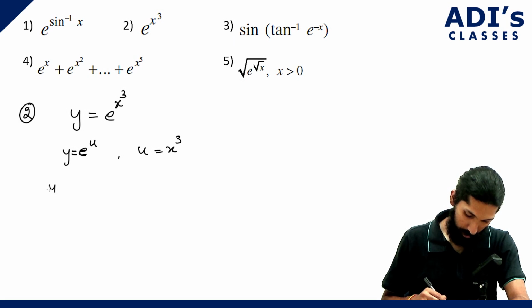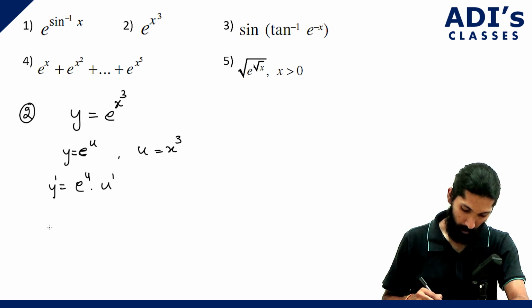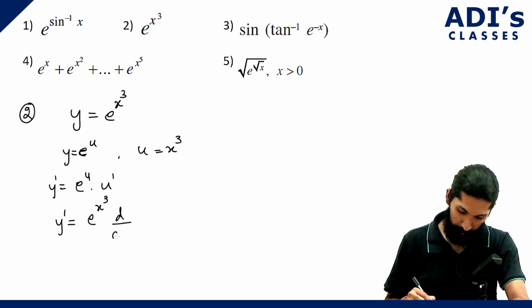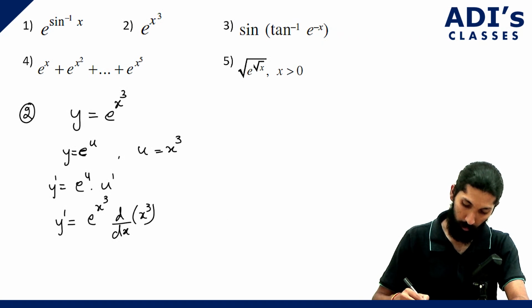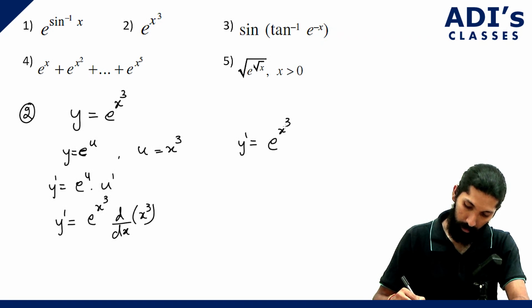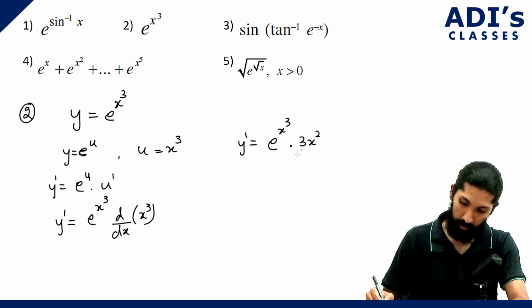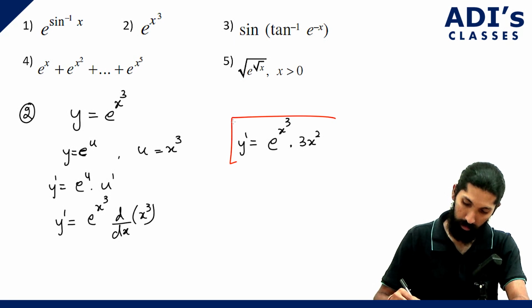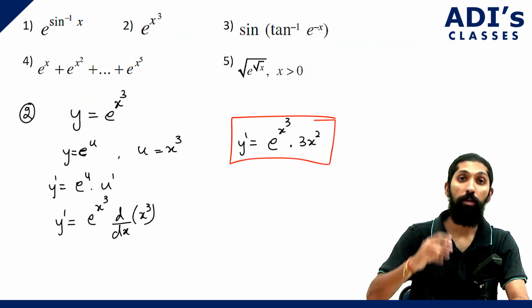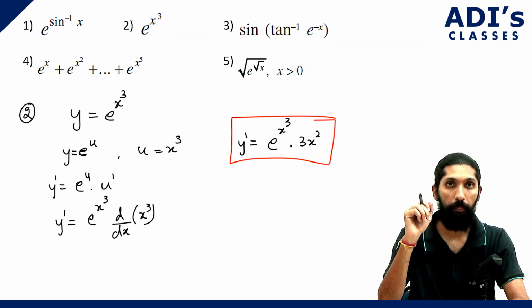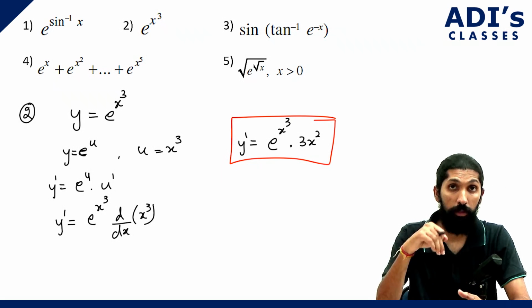So y dash is equal to e power u into u dash, or in this case, y dash is equal to e to the power of x cube into d by dx of x cube, correct? So y dash is equal to e power x cube into 3x square. So this is going to give me the answer for the second question. All right. Likewise, we'll do the third one. See the third one.